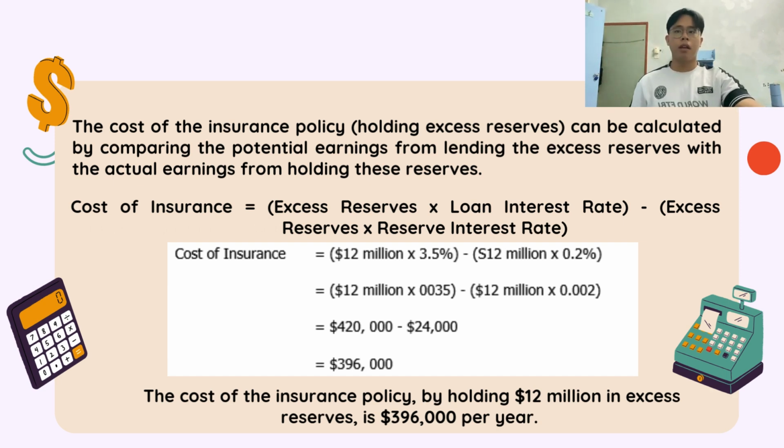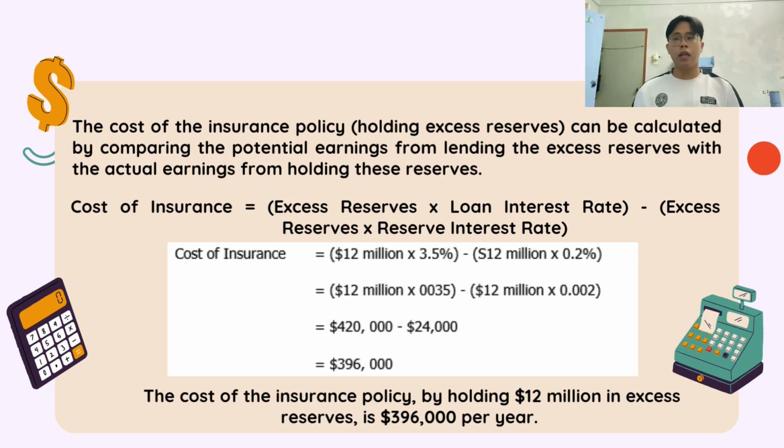In this scenario, the excess reserves are $12 million. The loan interest rate is 3.5% and the interest rate on the total reserves is 0.2%. The cost of the insurance is essentially the difference between the interest that could have been earned if $12 million were loaned out and the interest that is earned by holding it as excess reserves.